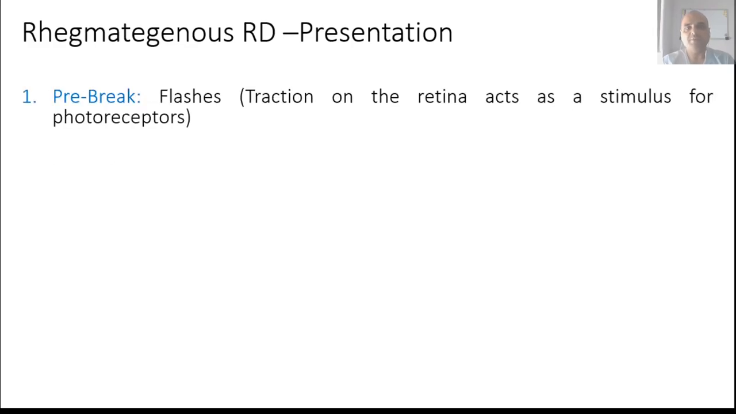So what are the pre-break symptoms? They are basically flashes, and flashes are because of traction, either in the form of thinning or vitreous detachment, acts as a stimulus on the photoreceptors, and the photoreceptors fire off, produces flashes. And these flashes are very similar to camera flashes or tube light as it is turning on. You know, one of those older tube lights that has a starter and takes a little bit of time to turn on.